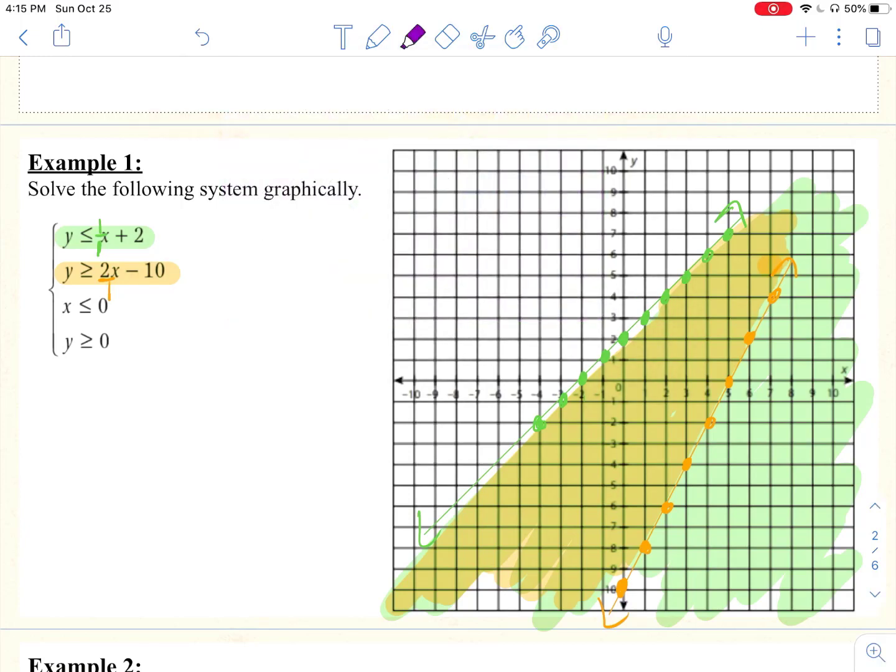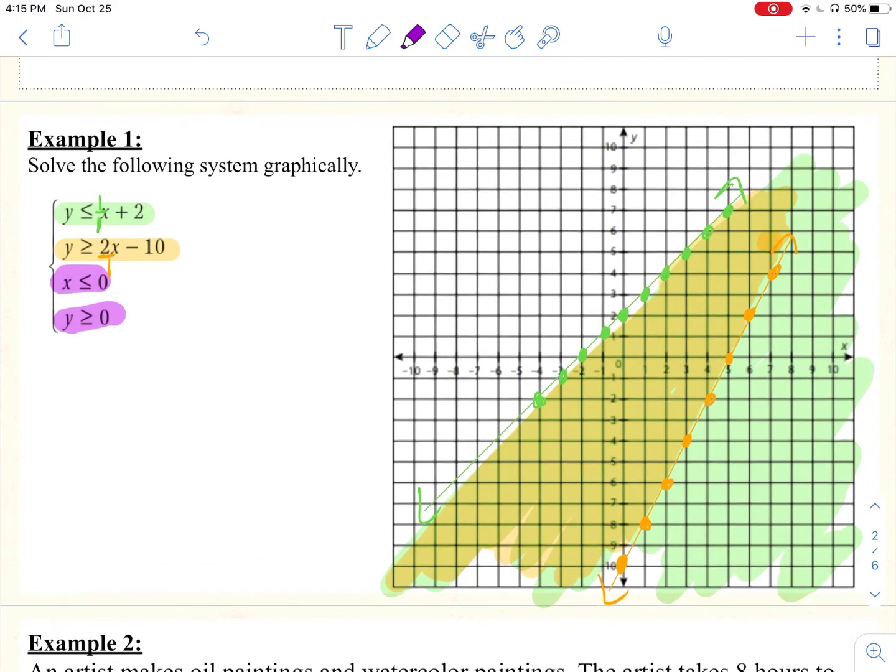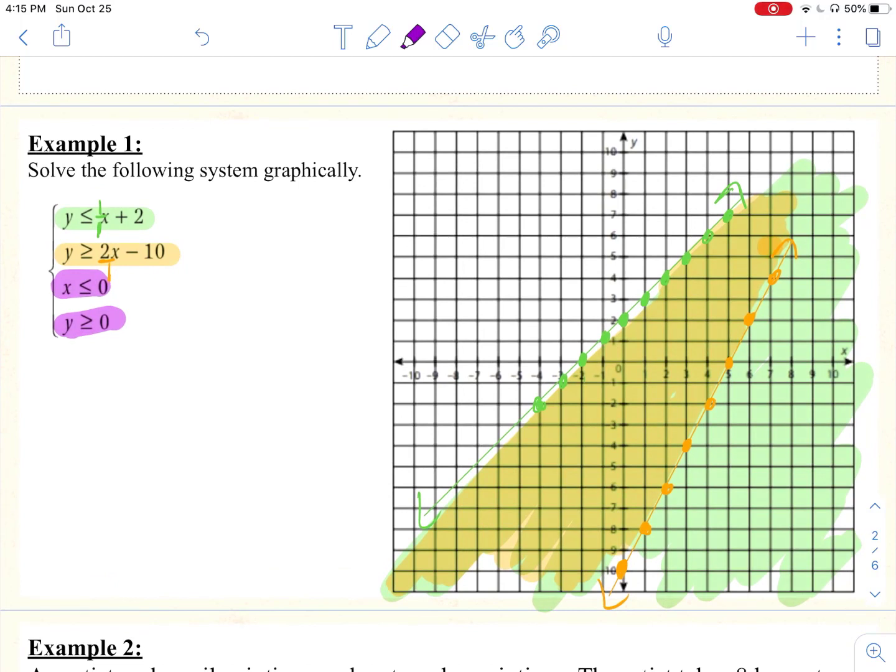But we also have constraints here. X must be less than or equal to 0, and y must be greater than or equal to 0. So we need to shade that part of our solution that we have right now to represent these constraints as well. So any x value that's less than or equal to 0 and y value that's greater than or equal to 0 would put us right here in this corner.